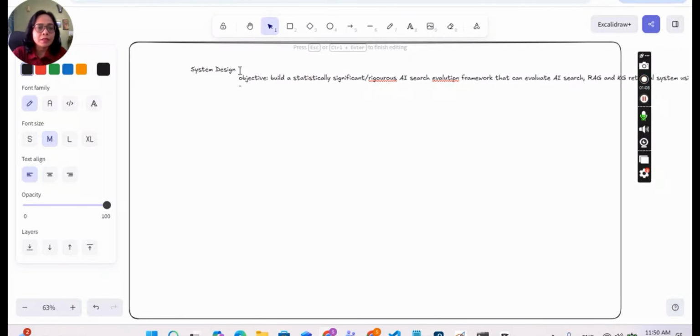using retrieval metrics, then confidence intervals, then bootstrap analysis, then significance testing, then variation decomposition, and then experiment comparisons, right? So this is our objective.